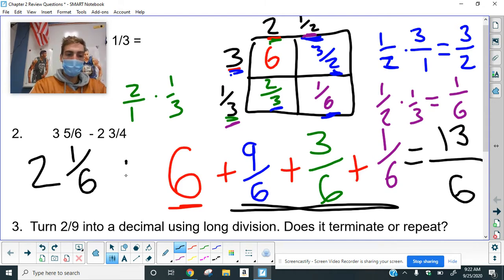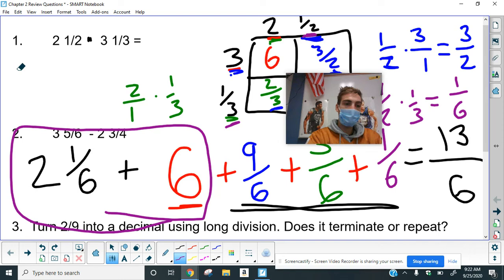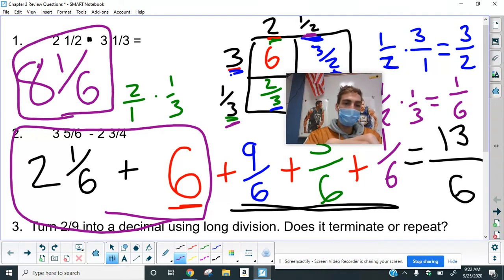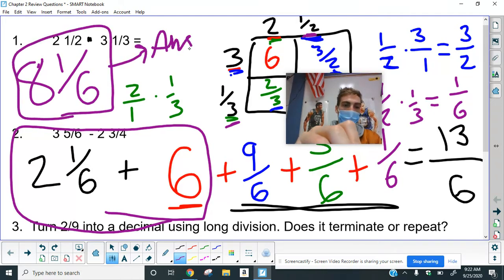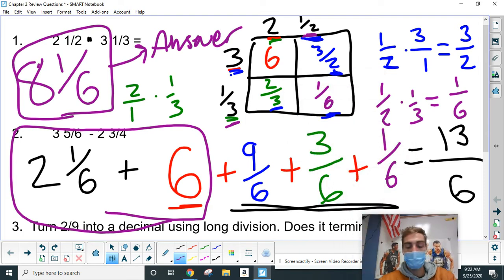And then I'm going to add it to my big 6 that I had. So 2 1/6 plus 6 is going to give me 8 1/6. And that would be my final answer here. Alright, so again we use this little Punnett square or rectangular multiplication. We got 2 1/6 from the fractions, and then we had 6 as the whole number. So we added them together and we got 8 1/6.